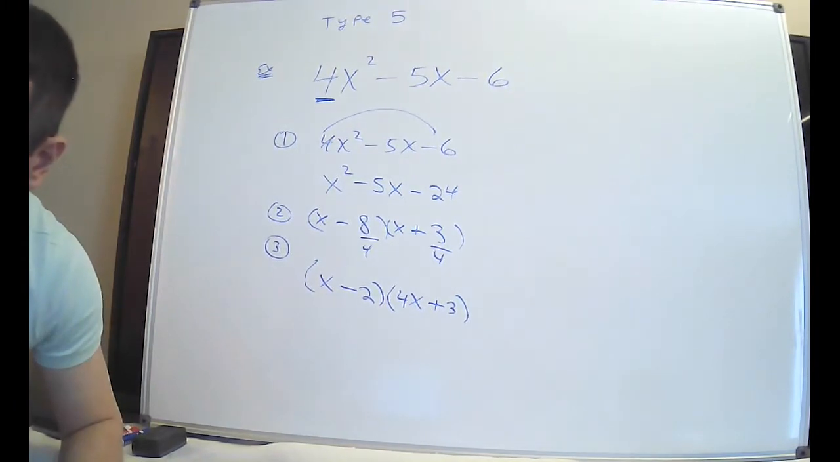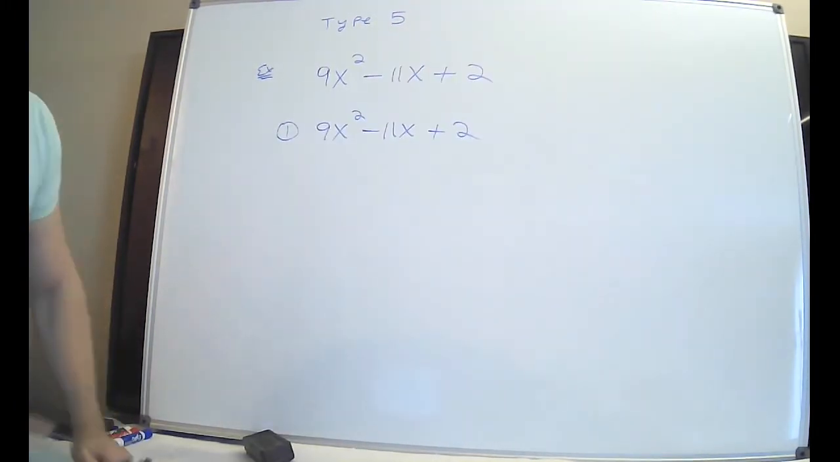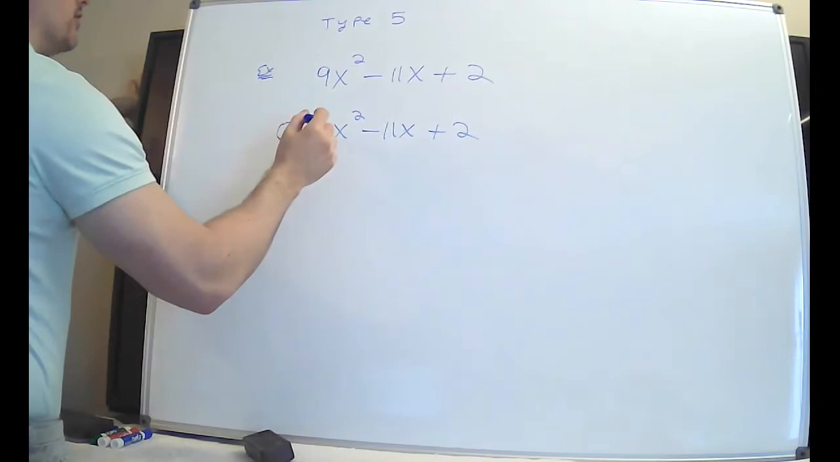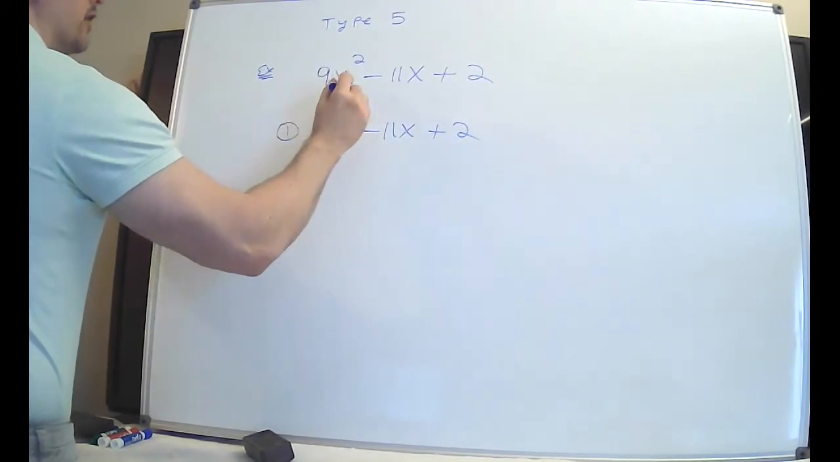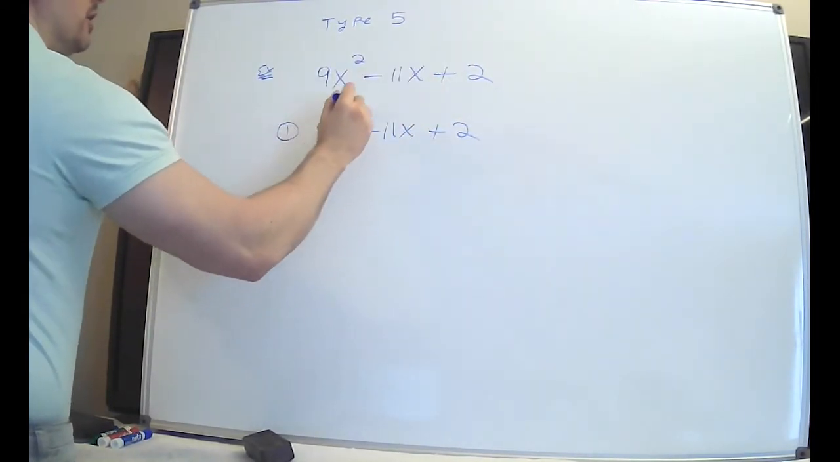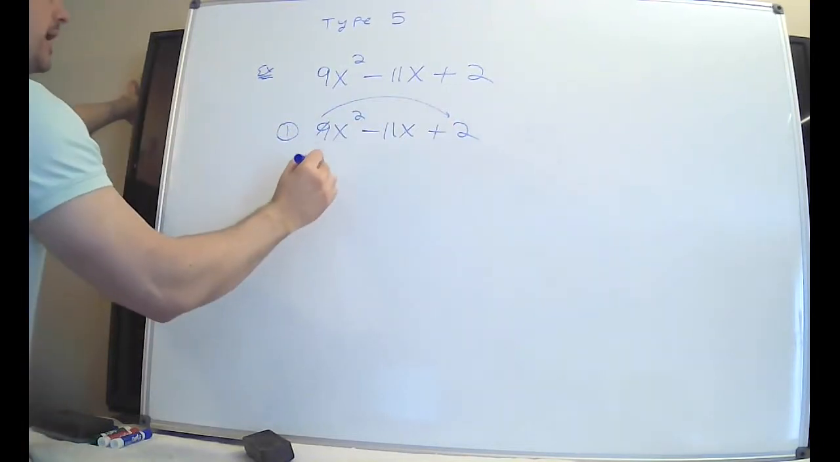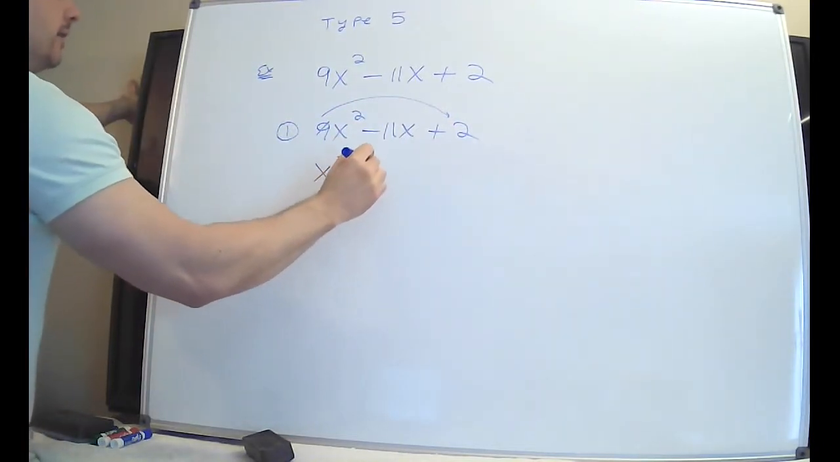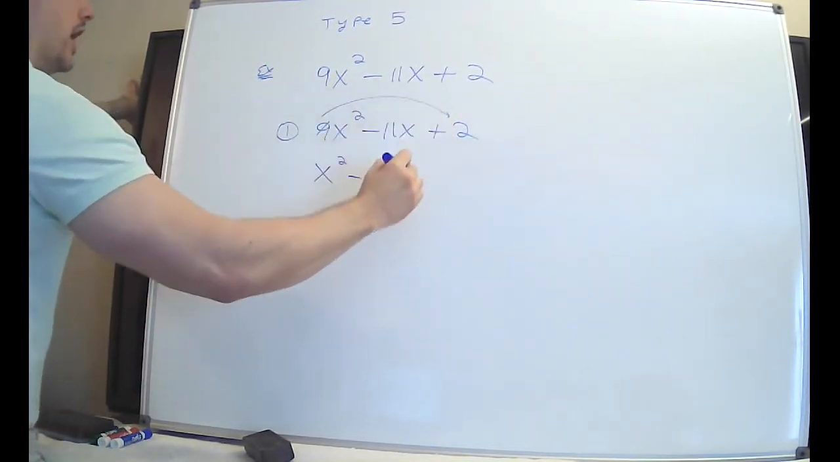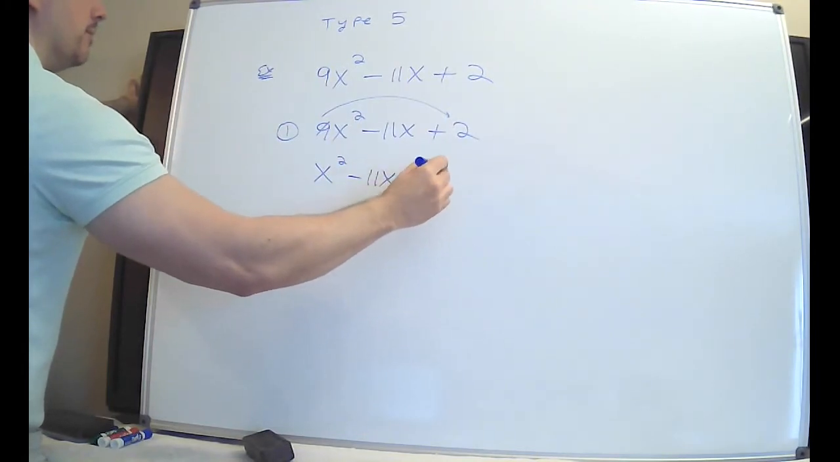All right, I'm going to do one more easy one. This is the third one that I did in the class. Again, 9x squared minus 11x plus 2. Multiply the last number by 9, move the 9 to the end. I'm basically moving it there. So 9 times 2 makes 18.